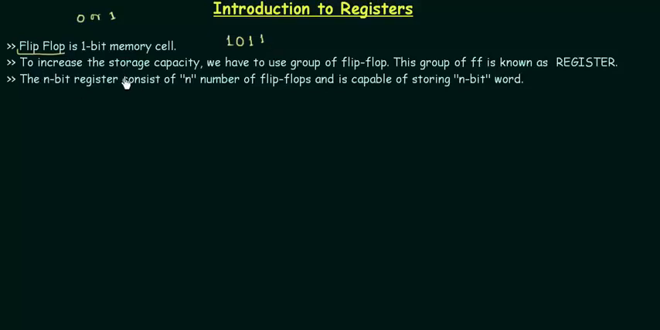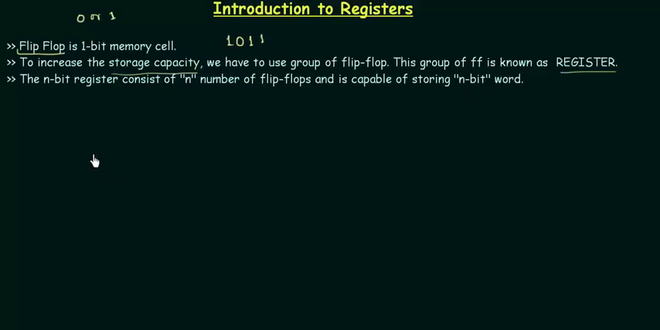To increase the storage capacity, or I can say that increasing number of bits, we have to use group of flip-flops. This group of flip-flops is known as register. This is the most simple one-line definition for the register. It is nothing but the group of flip-flops that is used to store more than 1 bit. And the n-bit register will consist of n number of flip-flops and is capable of storing n-bit word. Very simple. One flip-flop is used to store a single bit data. In the same way, n flip-flop will store n-bit data. And if we want to design a 4-bit register, we have to use 4 flip-flops.